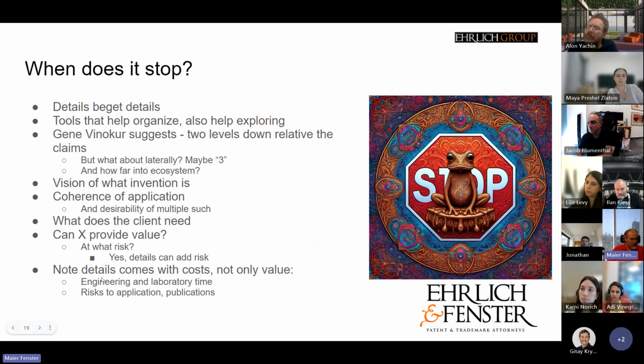When you want to add a detail, somebody has to generate that detail. Maybe an engineer has to sit down and think, okay, that costs money and distracts the engineer. Maybe you need to do lab experiments. And whatever you write is going to publish. Maybe you don't want these details to publish.